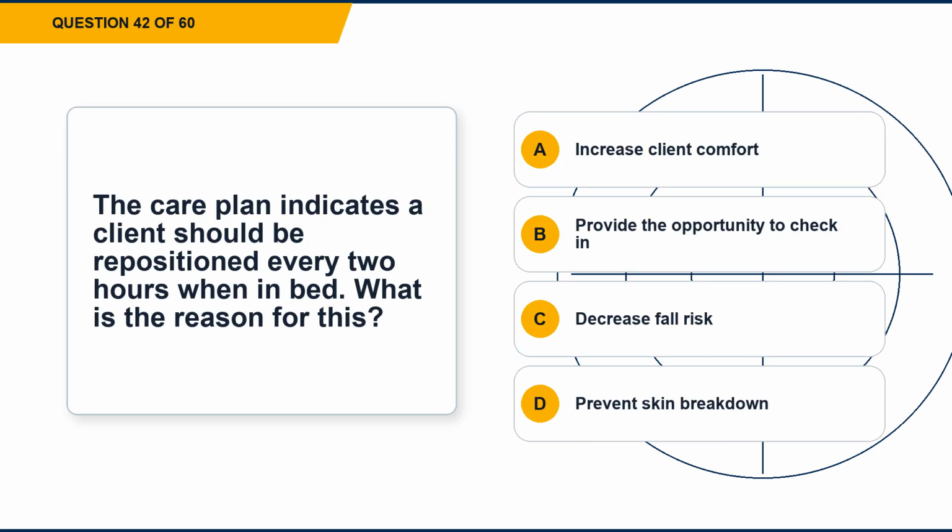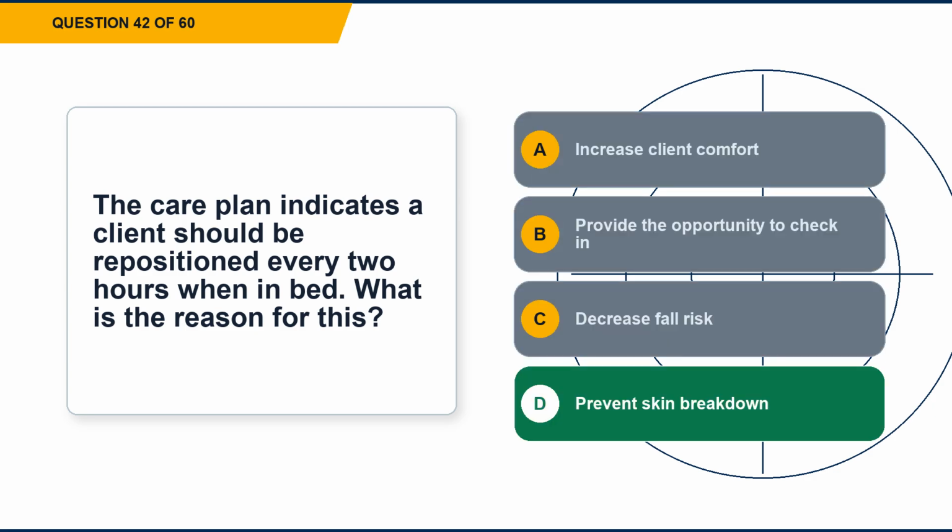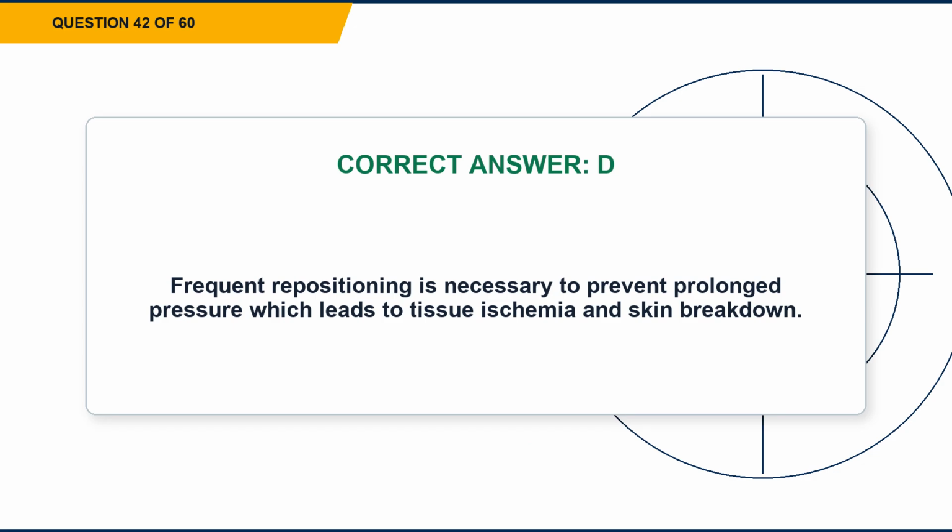Question 42. The care plan indicates a client should be repositioned every 2 hours when in bed. What is the reason for this? Option A. Increase client comfort. Option B. Provide the opportunity to check in. Option C. Decrease fall risk. Option D. Prevent skin breakdown. The correct answer is option D. Prevent skin breakdown. Explanation. Frequent repositioning is necessary to prevent prolonged pressure, which leads to tissue ischemia and skin breakdown.